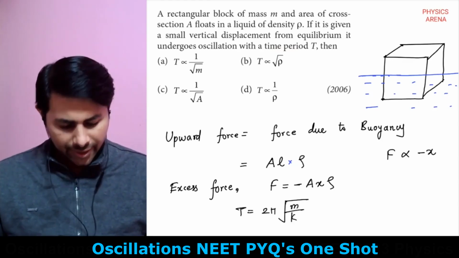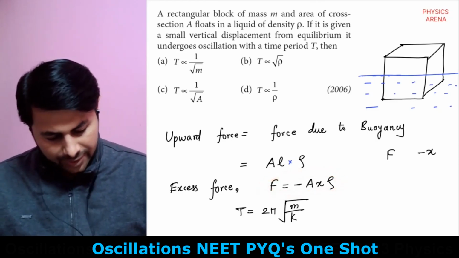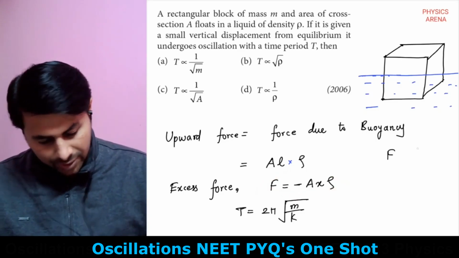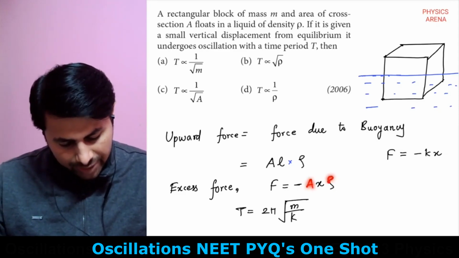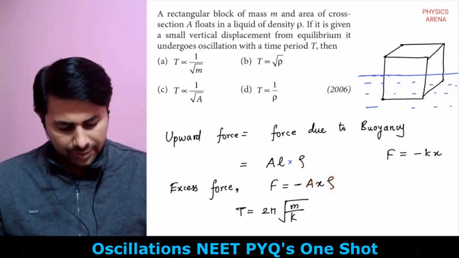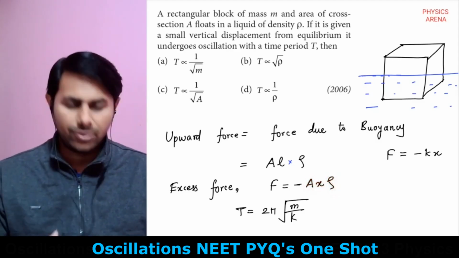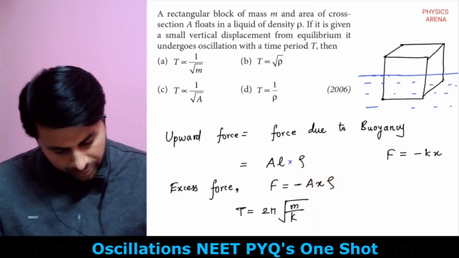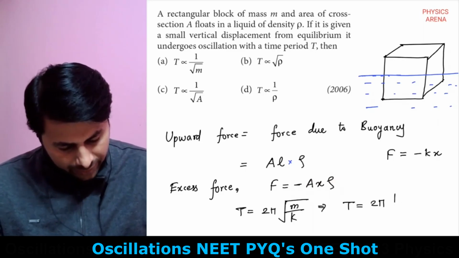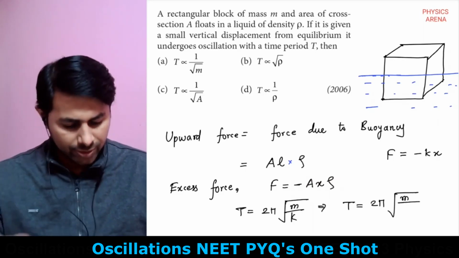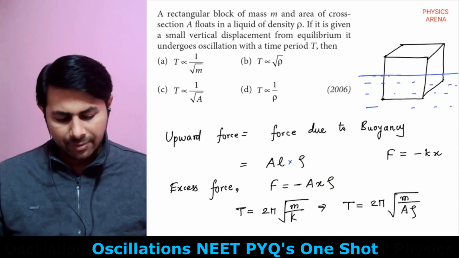And now what is k here? So if you compare this with F equals to minus kx, okay, if you compare this with F equals to minus kx, so k is equal to A multiplied by rho, right? So this term in multiplication with x, A into rho, is equal to k. So you can put that and you get T equals to 2 pi square root of mass of the solid, okay, mass of the block upon A rho. So this is the time period.